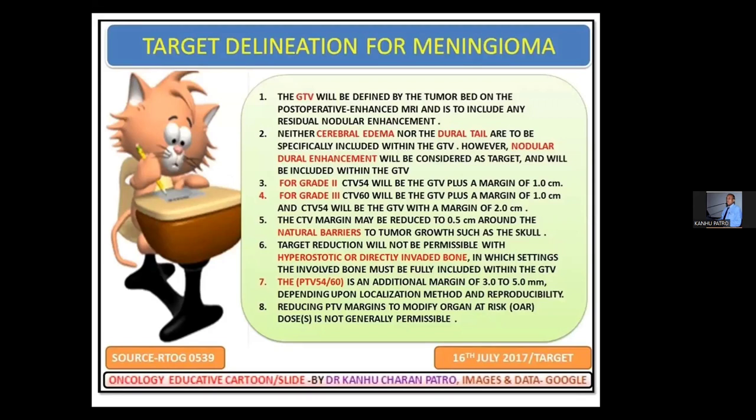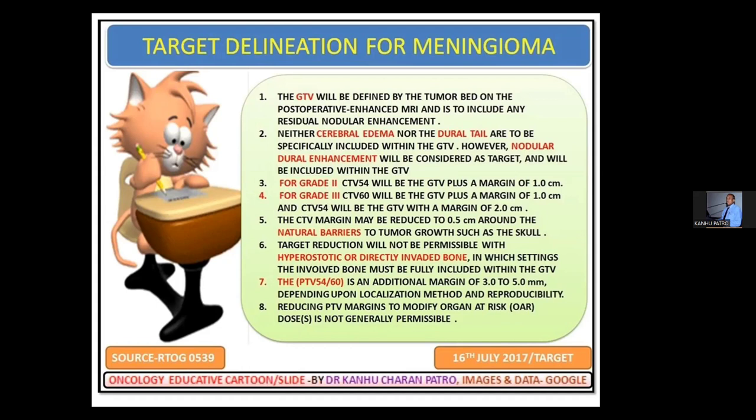So in a nutshell, for target delineation of meningioma, the GTV should be defined by the cavity and enhanced component, and residual nodular enhancement. Neither cerebral edema nor normal dural tail should be taken into account. Nodular dural enhancement should be taken into account. Grade 2, grade 3 meningiomas, you can plan in a phase 1, phase 2 manner. For phase 1, you go to 2 centimeter, and for phase 2 go a further 1 centimeter. Usually for grade 2, 54 grays is sufficient. Grade 3, 60 grays is required.